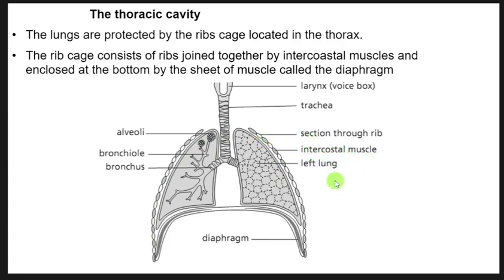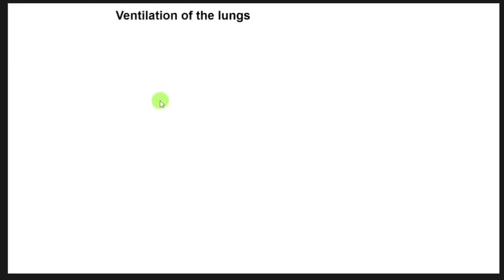Actually, there are two types of muscle. We have the external intercostal muscles and the internal intercostal muscles. You are going to see them in a moment. So let's look at ventilation of the lungs, or rather breathing.